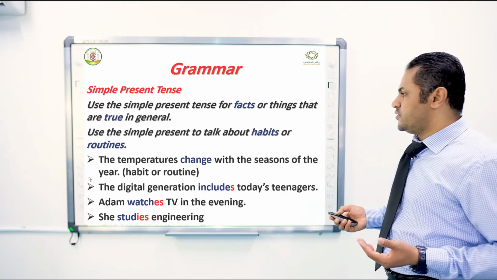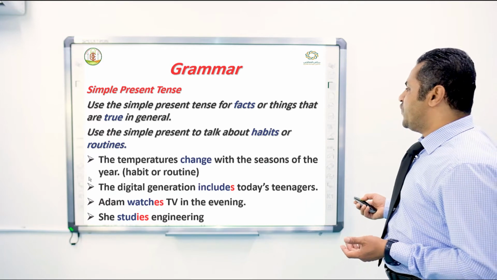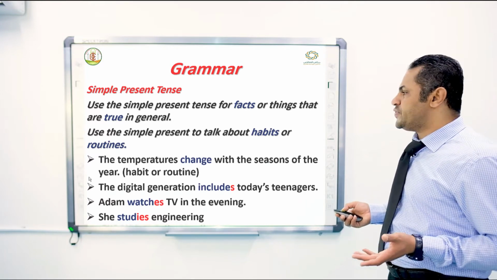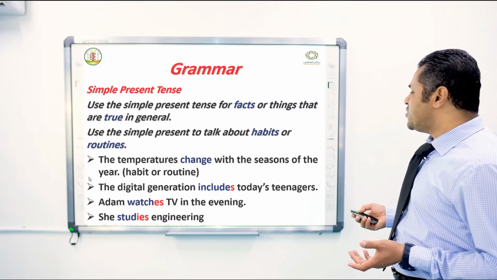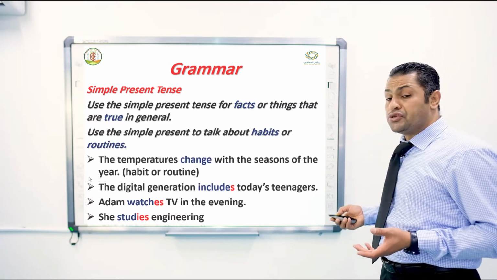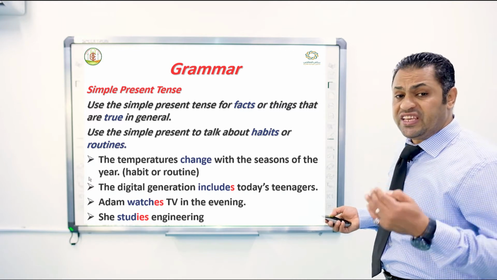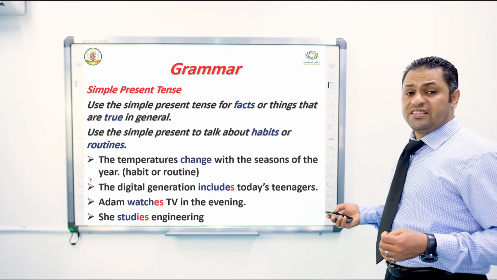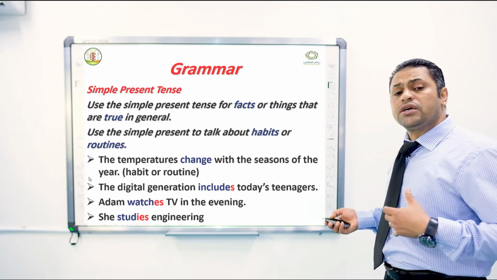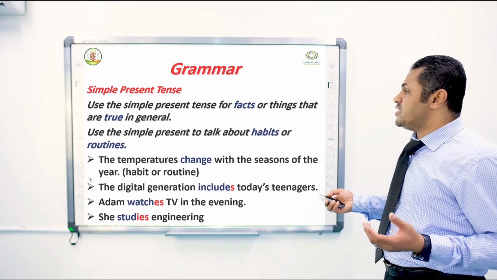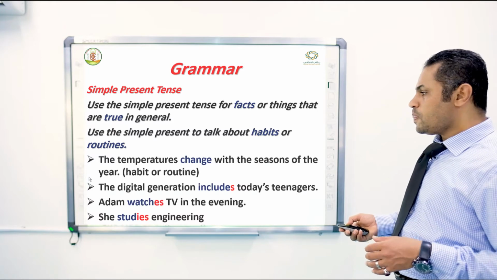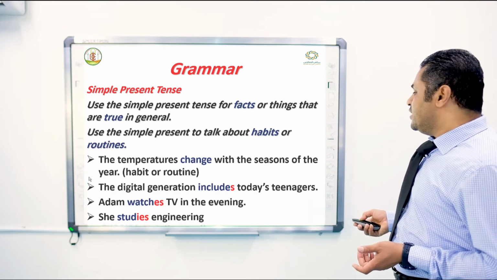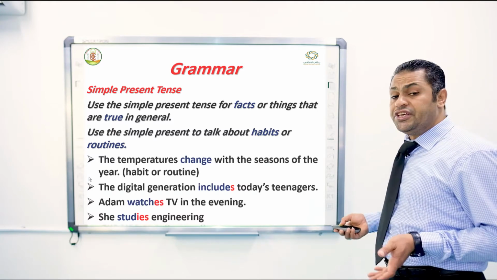When can I use it? Use the simple present tense for facts or things that are true in general. Another usage is to use the simple present to talk about habits or routines, the repetitive deeds and actions. Look at these examples. How can I compose a sentence in the simple present tense? Look at these sentences. The temperatures change with the seasons of the year.